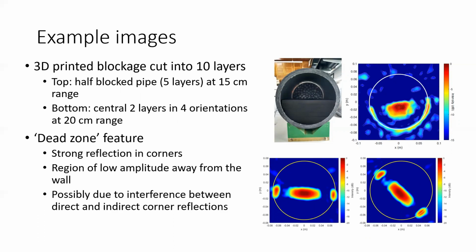So as you can see, it gets the position and shape quite well, but there is a persistent artifact. So you get a strong reflection in the center of the pipe and right at the wall, but in between the two there is a dead zone of low amplitude. We suspect this is to do with the interference between reflections from the dead zone that come directly and those which return via a collision with the pipe wall.